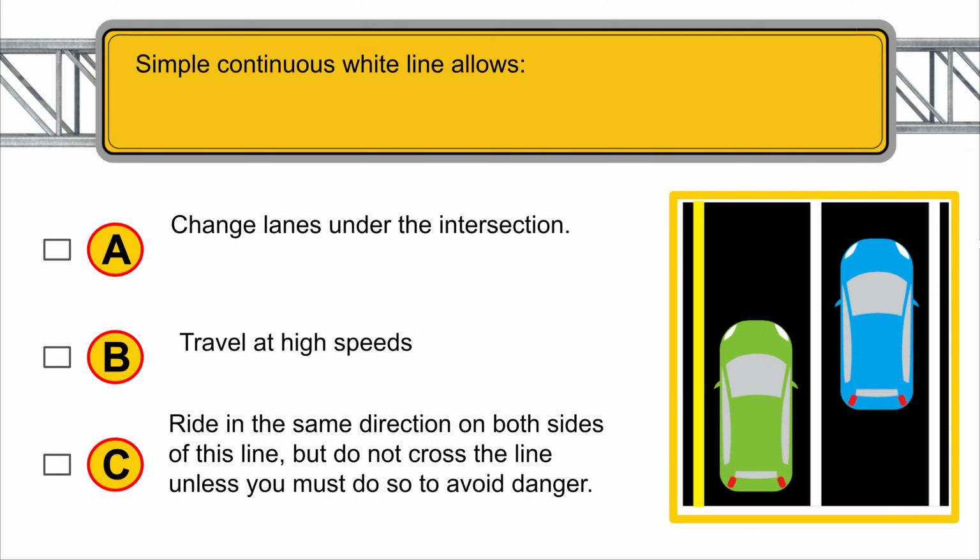A simple continuous white line allows you to drive in the same direction. There are going to be cars on both sides of the line, but do not cross the line unless you must do so to avoid danger.